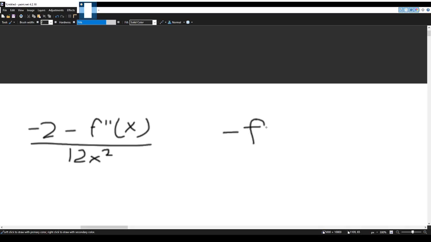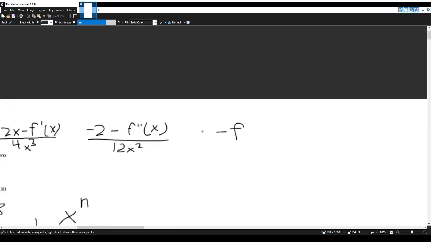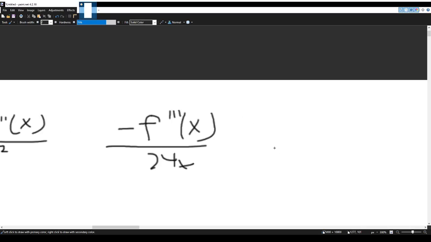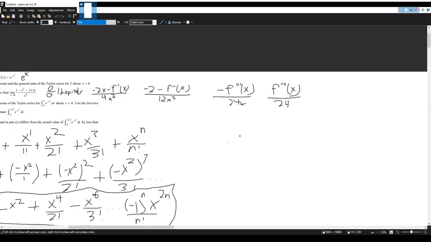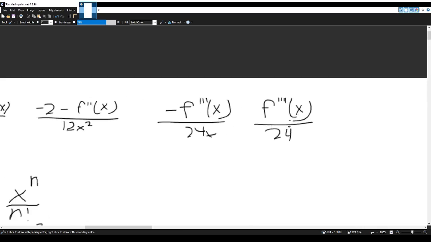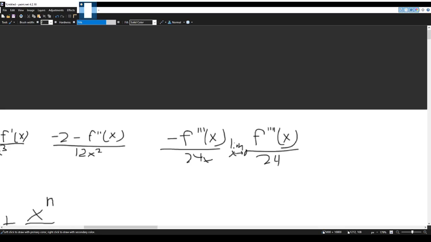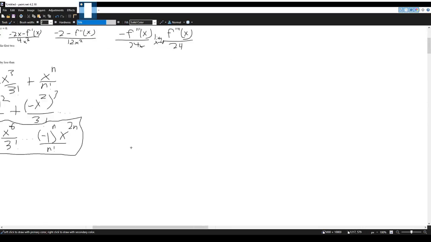That would be negative, f is negative, right? Negative third derivative of f of x over 24x. And let's do it one more time. So f fourth derivative of x over 24. So what is the fourth derivative of f at 0? Because of course now we're going to take the limit as x goes to 0.